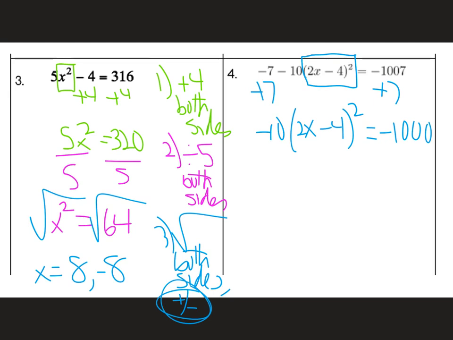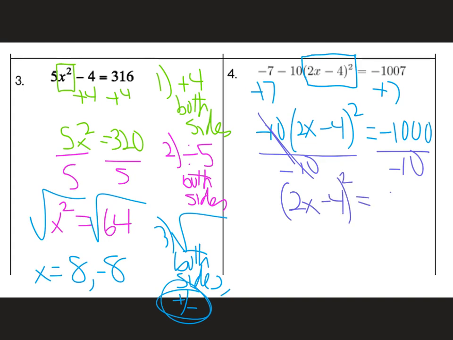Then my next step is going to be divide by negative 10. So I added 7 to both sides. Now I'm dividing both sides by negative 10. Remember that the operation going on between the negative 10 and the parentheses, remember that that's a multiplication. So we want to unmultiply, which is divide. Crosses out over here. 2x minus 4 squared equals 1,000 divided by 10, which is 100. So my next sticky note says divide both sides by negative 10.